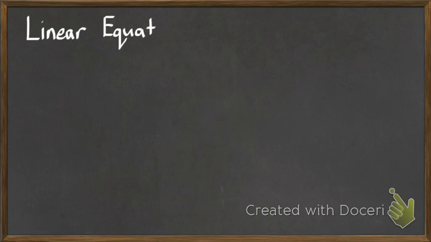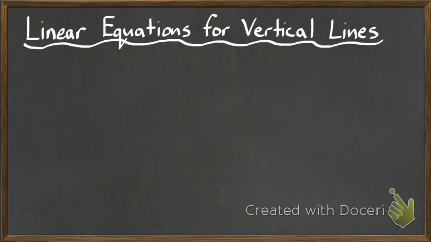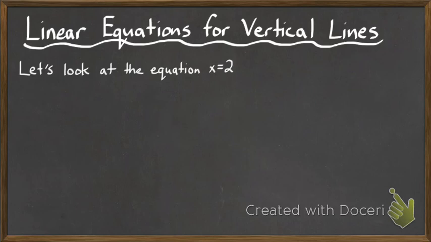Alright, now that we've looked at horizontal lines, what about linear equations for vertical lines? So let's look at the equation x equals 2. Okay, so instead of having y equal a constant number, we're going to look at x equals a constant number. So in this case, x equals 2. So make my table of values just like last time, except I'm going to plug in values for y and see what x equals. So let's use y equals 0, y equals 1, and y equals 2.